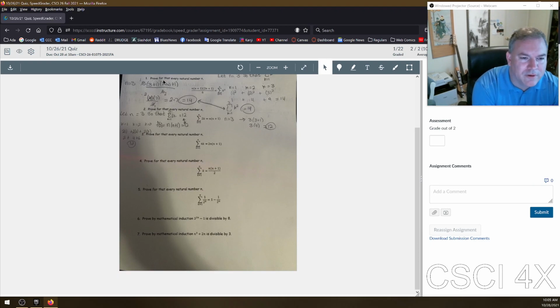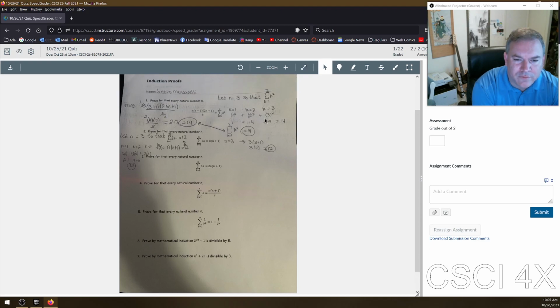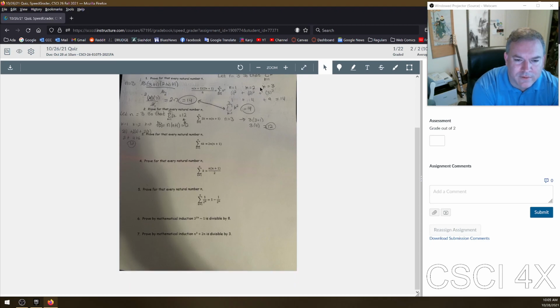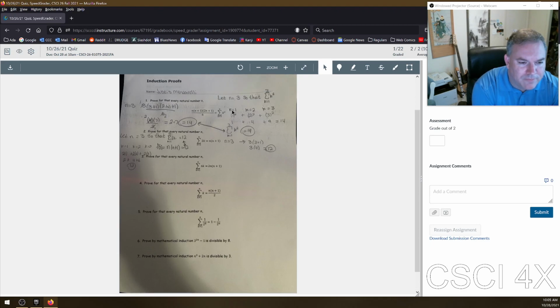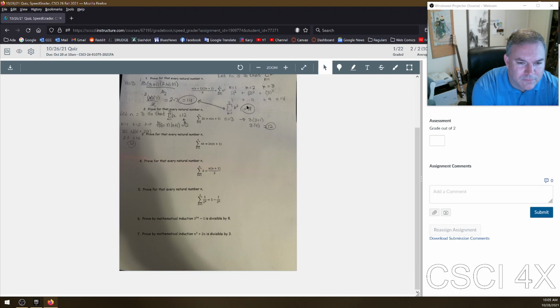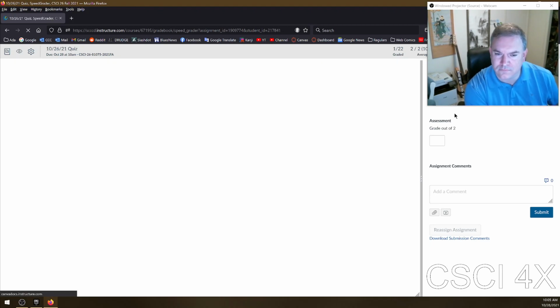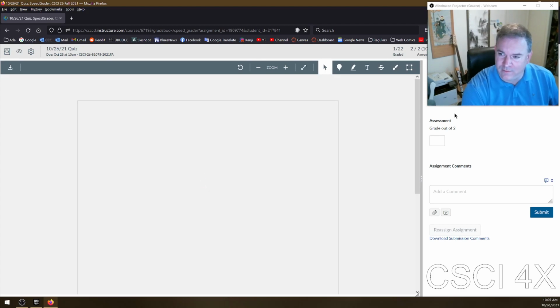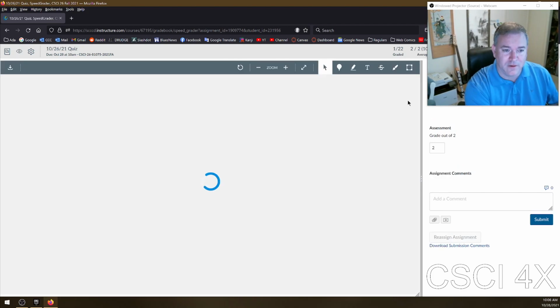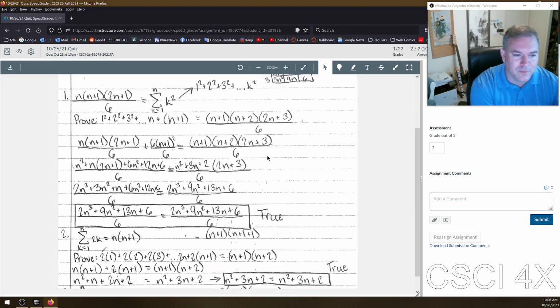Prove that for every natural number n, okay, let n equals 3. No, you can't really do that. Where is the base case? Like, there's two things you need to do to make a proof by induction. You need to prove the base case is true, and you need to prove the inductive step is true.